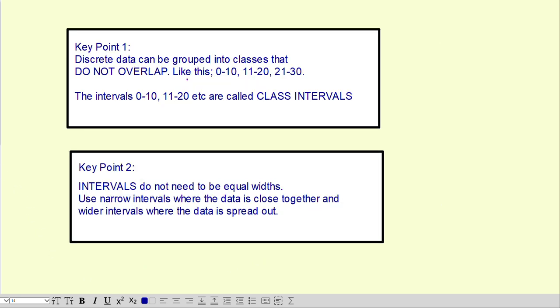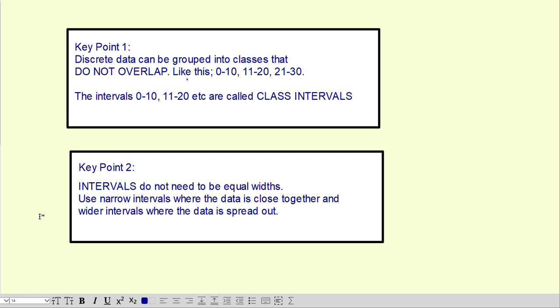Okay, so no overlap is absolutely key. Discrete data can be grouped into class intervals that do not overlap. Can you get that please on a flashcard, as a key point? The groups 0 to 10, 11 to 20, this is what are called the class intervals. Okay, so those actual groups are called the class intervals.